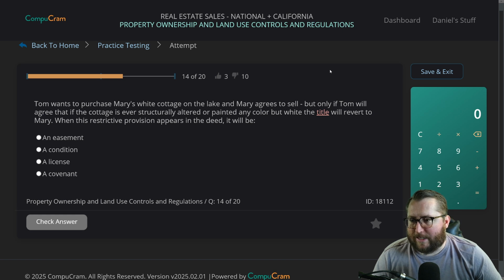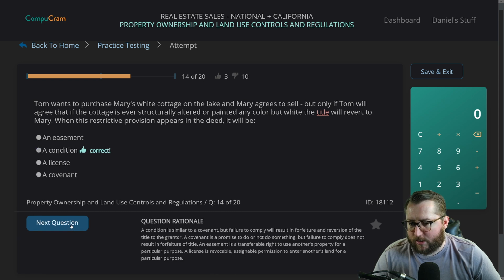All right, question 14. Tom wants to purchase Mary's white cottage on the lake, and Mary agrees to sell, but only if Tom will agree that if the cottage is ever structurally altered or painted any color but white, the title will revert back to Mary. When this restricted provision appears in the deed, it will be: A, an easement, B, a condition, C, a license, D, a covenant. I want to say it's a condition.